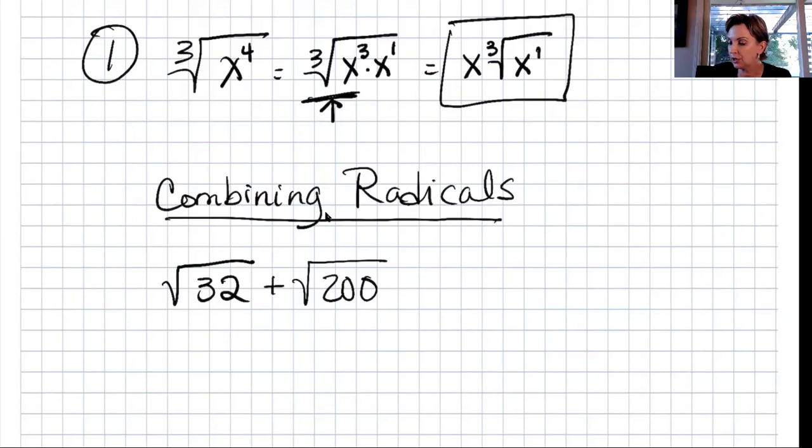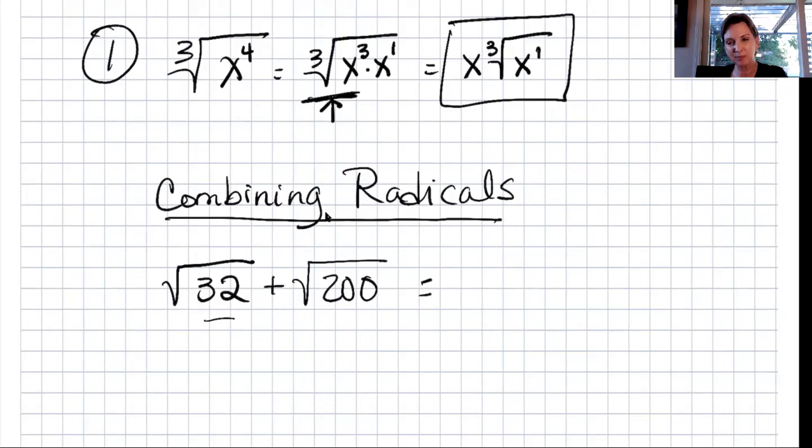So to do that, we want to see if we can get the same radical out of both. And it helps to look at these and see, is there a perfect square that we can pull out of the radical? For instance, the square root of 16 is 4. The square root of 25 is 5. The square root of 100 is 10, right?